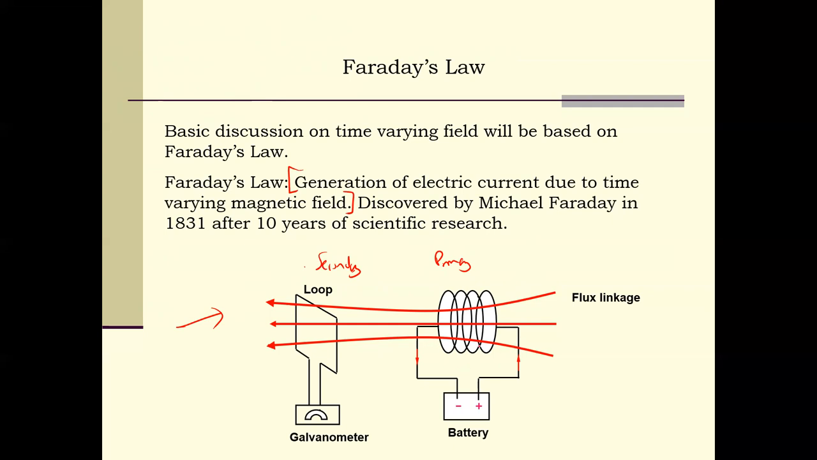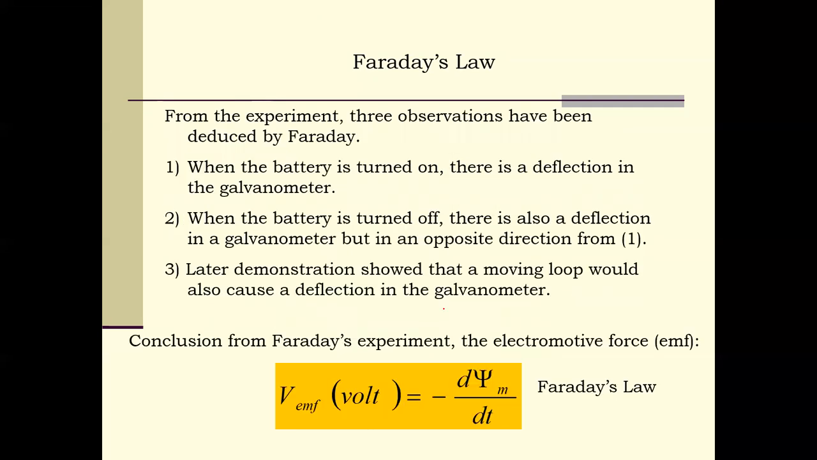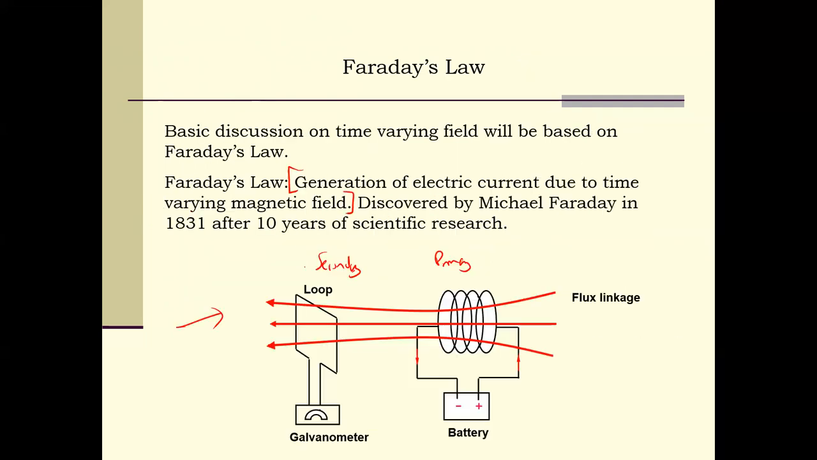Based on this experimental setup, these are the observations that have been made by Faraday. Number one is that when the battery is turned on, there is a deflection in the galvanometer. Number two is when the battery is turned off, there is also a deflection in the galvanometer, but in the opposite direction from one. So number one and number two are related: battery turned on, battery turned off, knowing that the battery here is a DC battery.